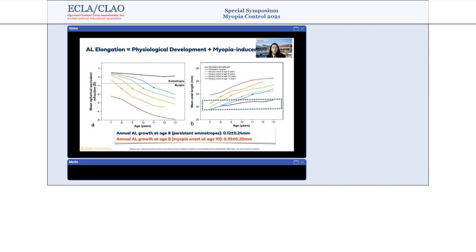The depiction of age-related axial elongation is very nicely reported in a recent study published in 2019, which involved 1,300 Singaporean children with an observational period of 5 years.